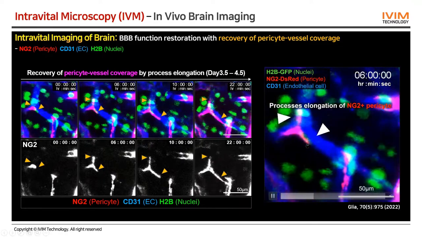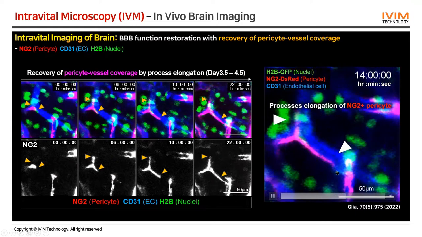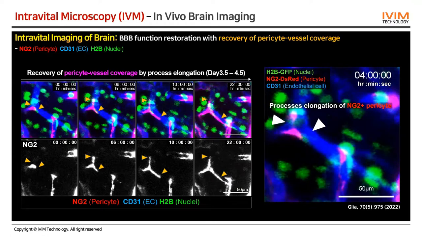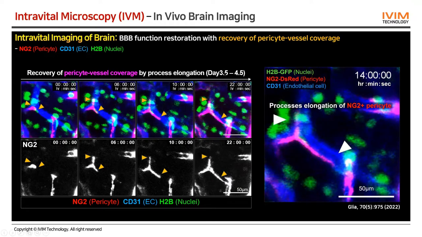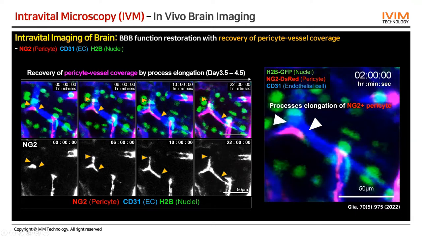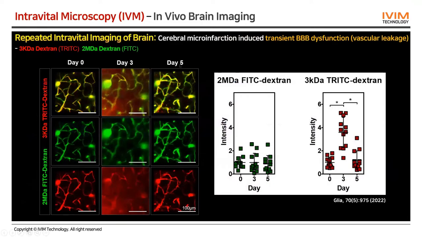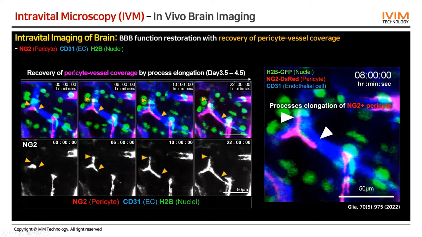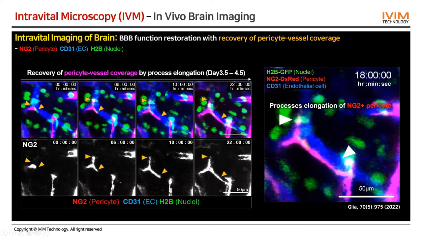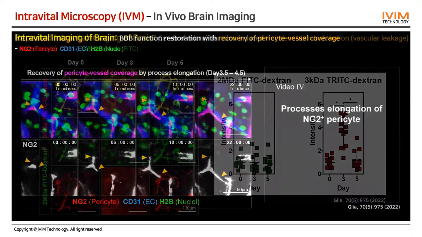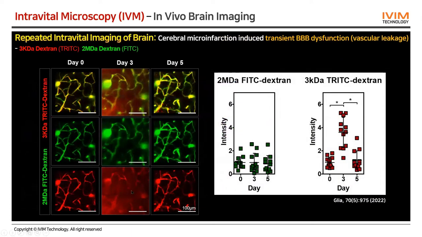along the blood vessel endothelial cell. So this is the recovery of the pericyte vessel coverage, from day 3.5 to 4.5. So from day 3 to day 5, this is the key cell-level event. The pericyte vessel coverage is restored, as shown here, over 24 hours. And then this BBB dysfunction is restored from day 3 to day 5.